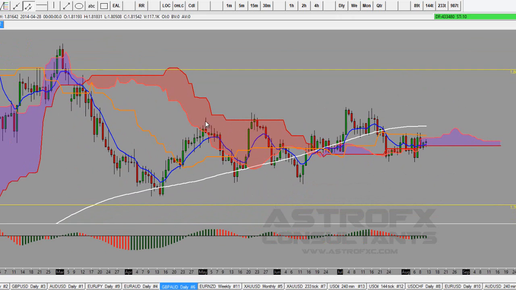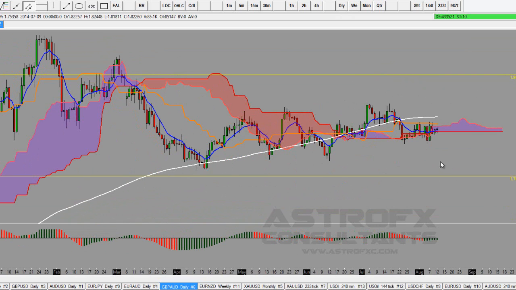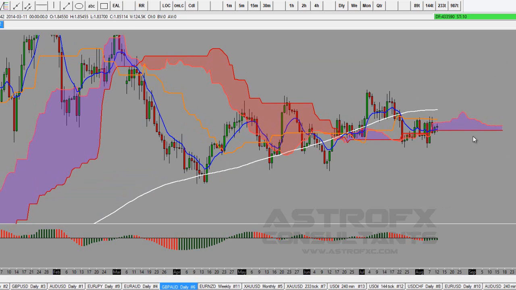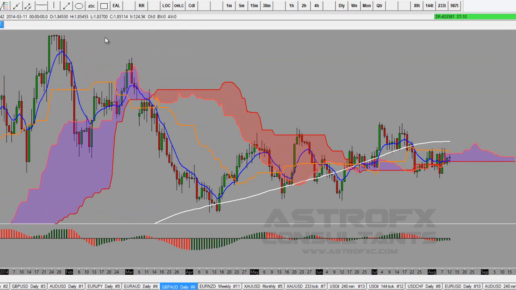Okay, so if we took this, we are in a sideways channel at the moment. I am in fact still bullish on this pair, but again, I need to see some clear momentum. The cloud is trading sideways at the moment, and on the daily we are below the 200 MA.